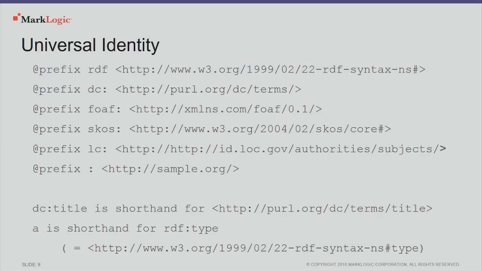You will see the letter A a lot. A is shorthand for RDF type. And so anytime I want to say that an object or an entity is in a certain class, I'm going to say RDF type is that property.